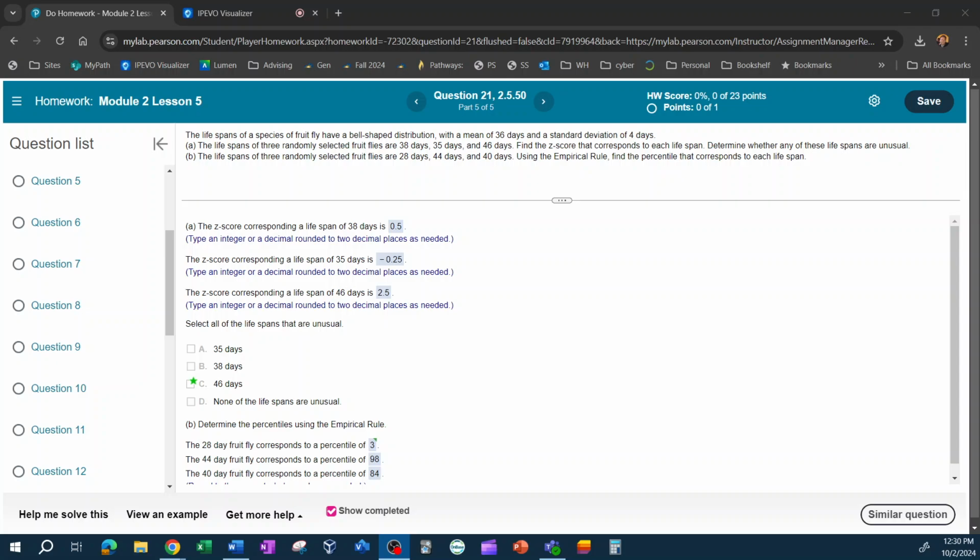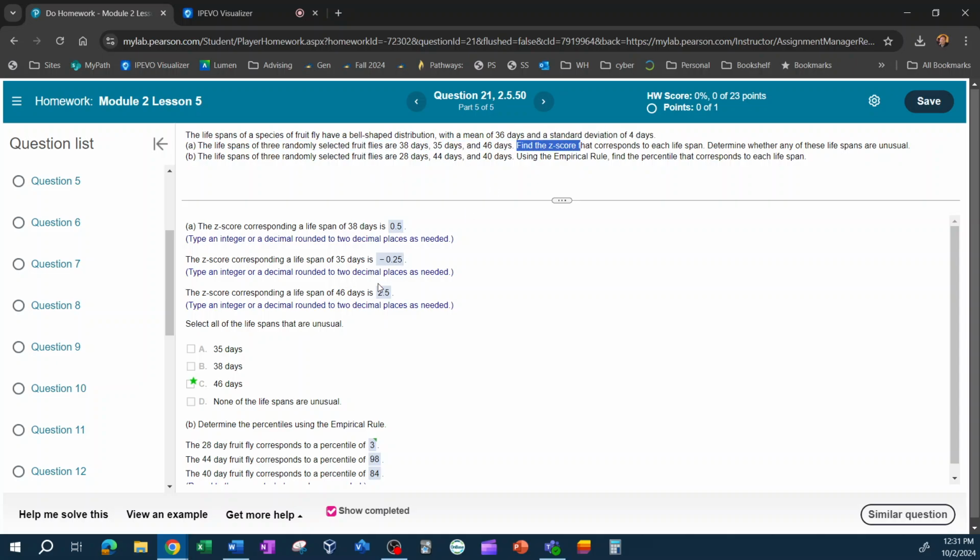Okay, so let's look at this problem, question 21. I'm just going to do one part of each here. It says that it's got a bell-shaped distribution with a mean of 36 days and a standard deviation of 4 days. Part A says find the z-score.